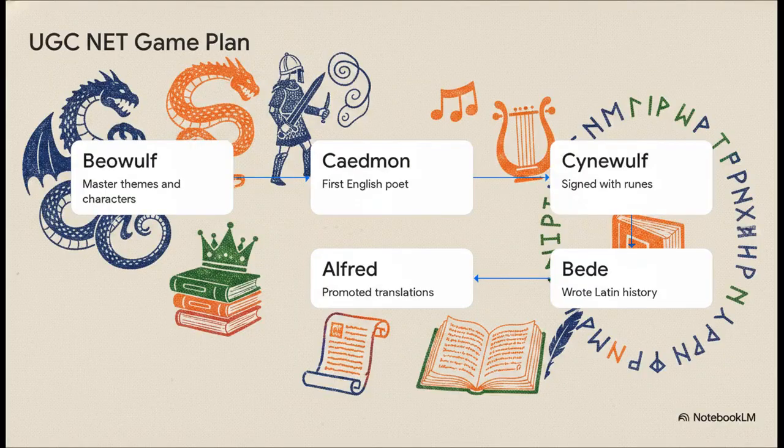Okay, if you only take away one single thing from this entire explainer, let it be this exact 5-step game plan, because this mirrors exactly how test makers structure their questions. Step 1, master Beowulf's 3 monsters and the theme of fate. Step 2, identify Caedmon as the first known English poet. Step 3, remember Cynewulf and his clever runic signatures. Step 4, recall that Bede's history was an important source, but it was in Latin. And Step 5, know that King Alfred the Great pushed heavily for education and translations.